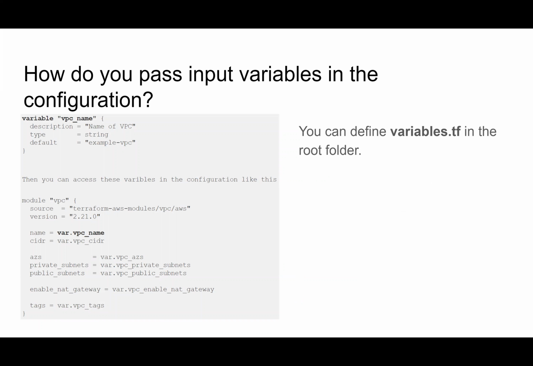How do you pass input variables into the configuration? Here's an example. We have a variable called vpc_name, and then in the module, we're using var.vpc_name. So you can define a variables.tf in the root folder. I think that's a nice way of being able to read the variables that are being passed into the module.